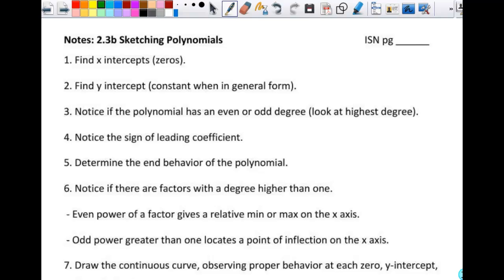So we have graphed already, right? We graphed our parent functions, transformed our parent functions on a graph. We've graphed piecewise functions, but we are not graphing polynomials. What are we doing with them? Sketching them. So that's a little bit different.